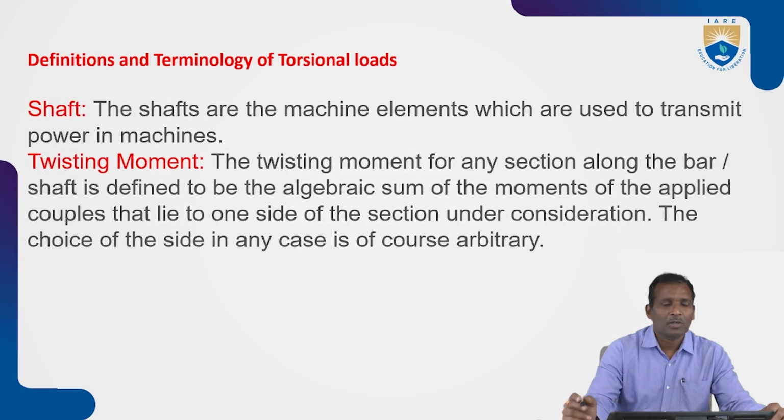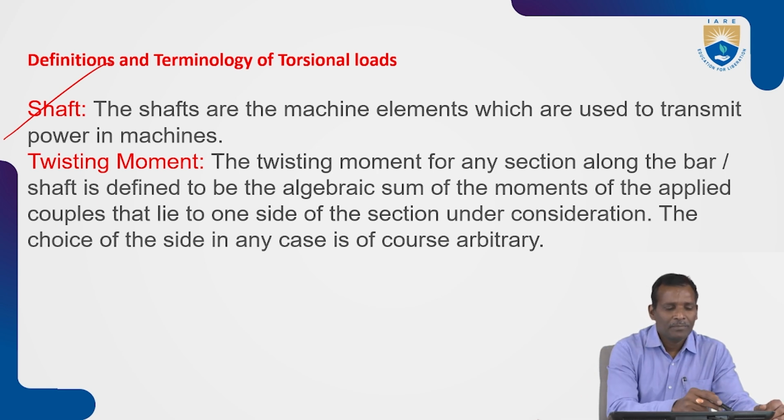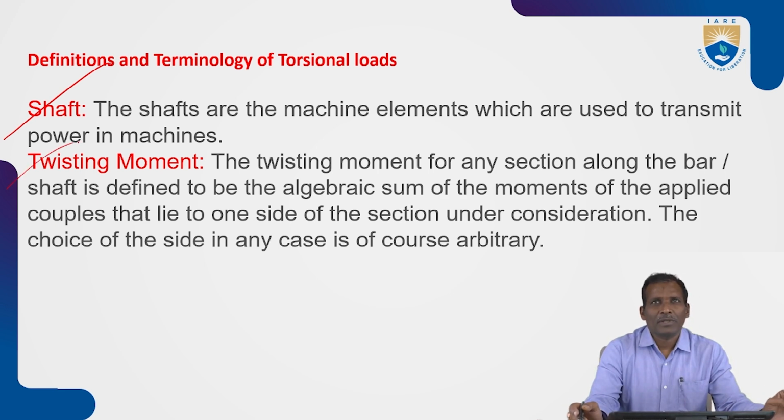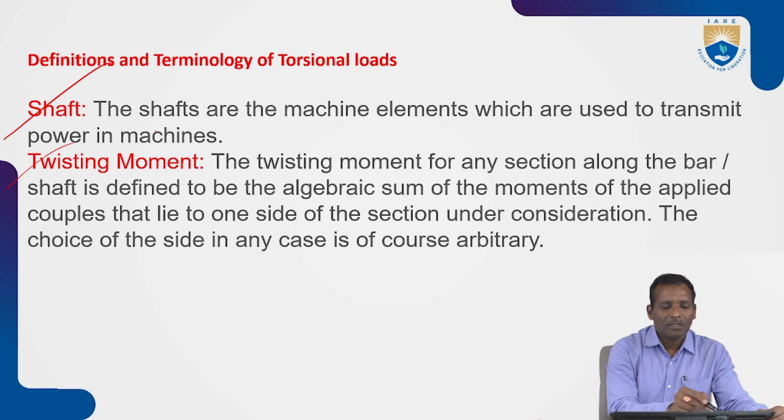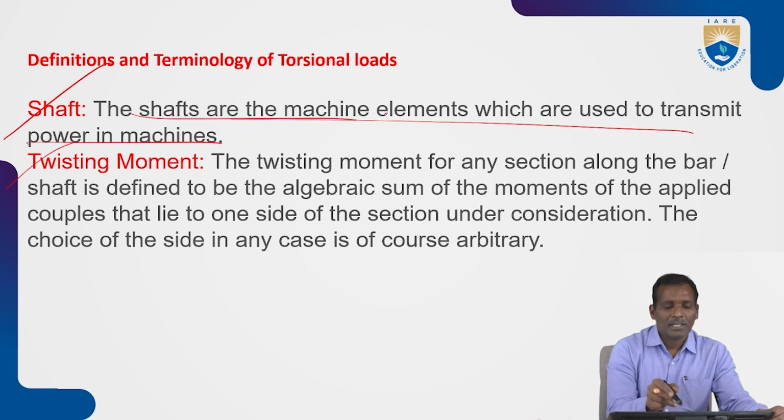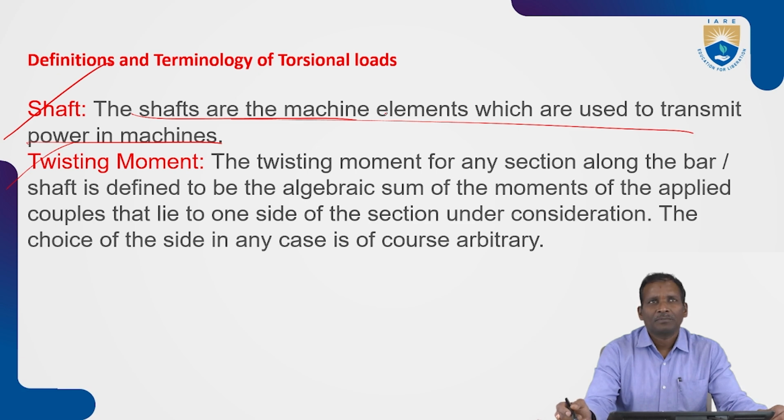Next, the important definition is shaft. What do you mean by shaft? The shafts are the machine elements which are used to transmit power in machines. These are generally circular in cross section, used to transmit power from one shaft to another shaft, from one place to another place. Transmission shafts and machine shafts are classified into two types.